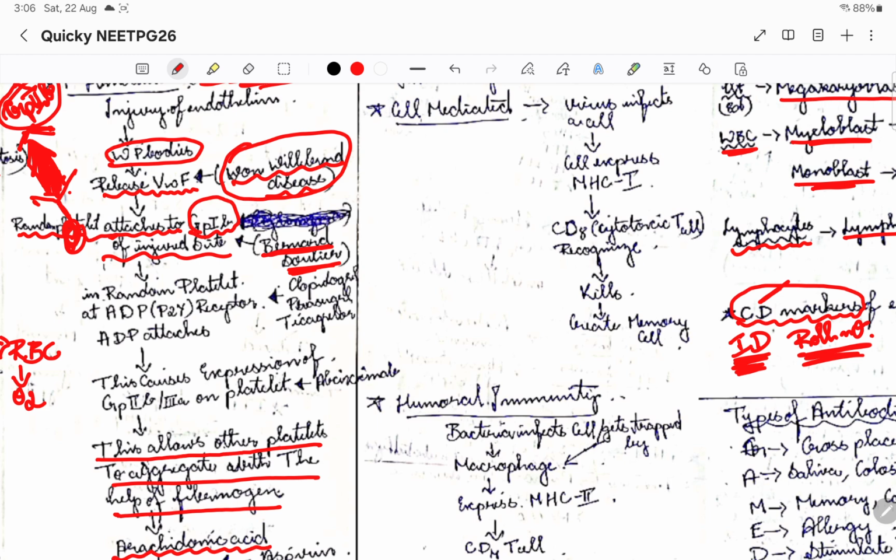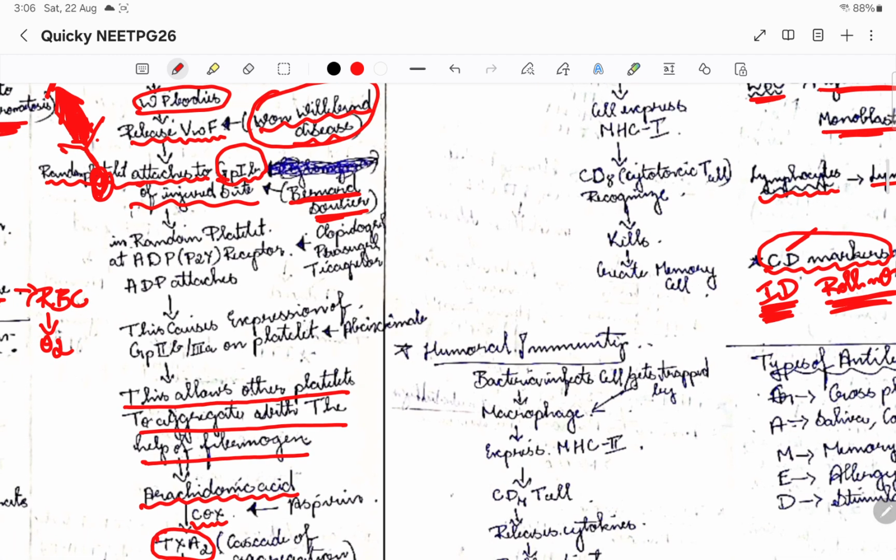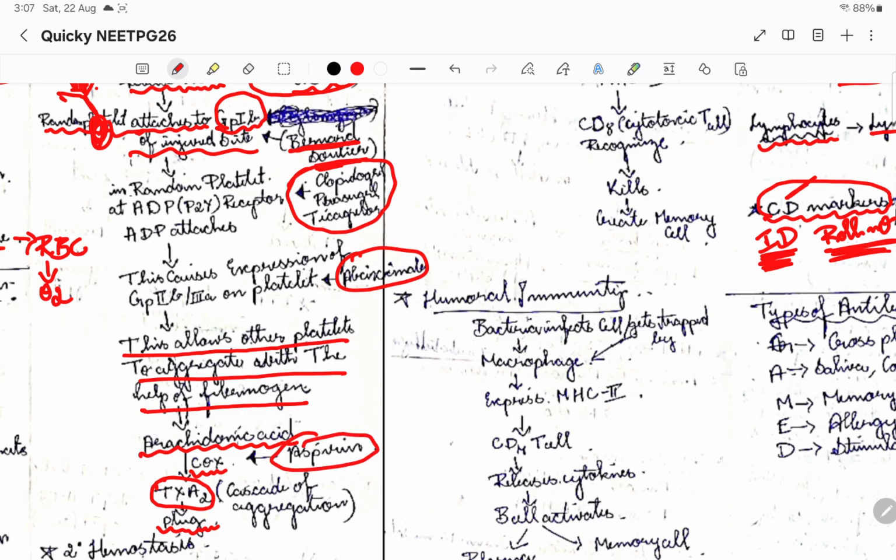One more thing I want you to remember is the drugs that we use as anticoagulants and where they act. On the ADP P2Y1 receptor, clopidogrel, prasugrel, and ticagrelor are the drugs that act. This is where we use them in myocardial infarction, as oral anticoagulants. They go and bind to it and don't allow the other platelets to form the plug, so that there won't be thrombus or emboli formation. This is how we prevent it.